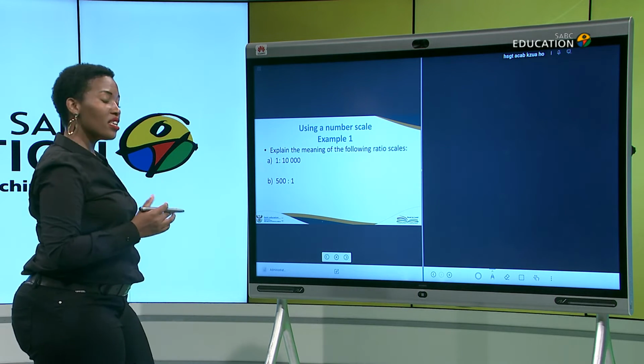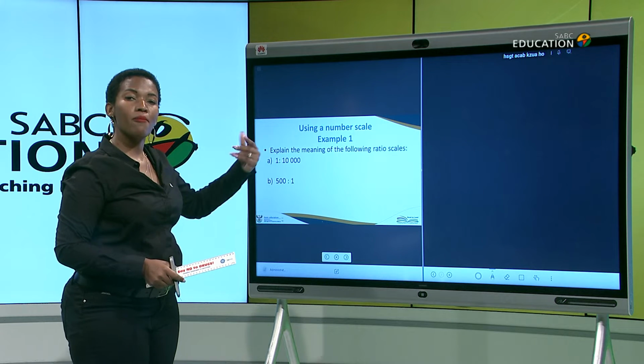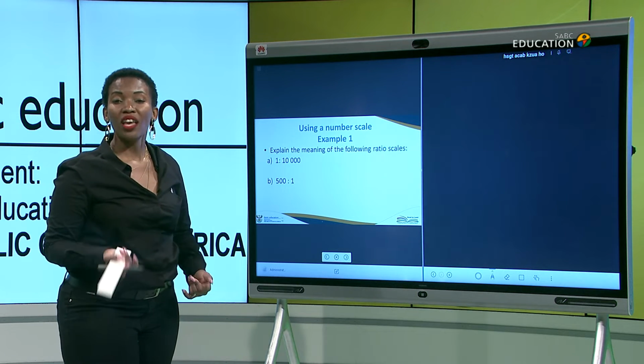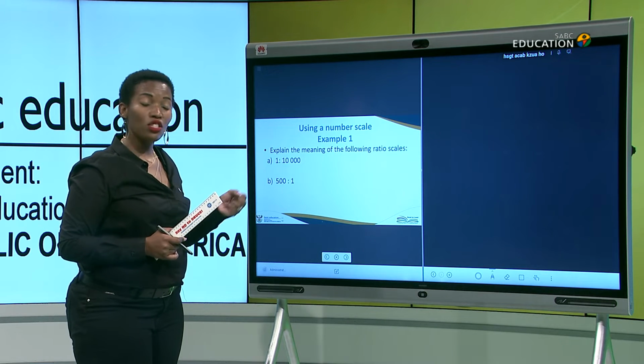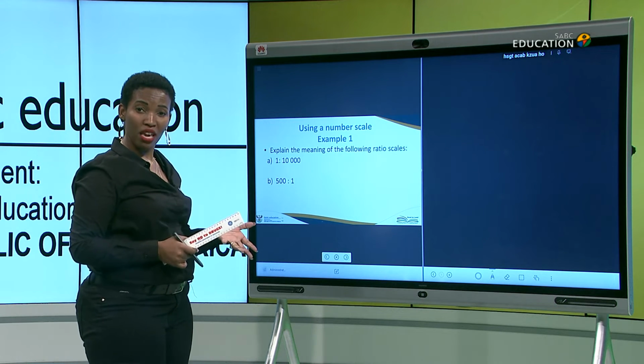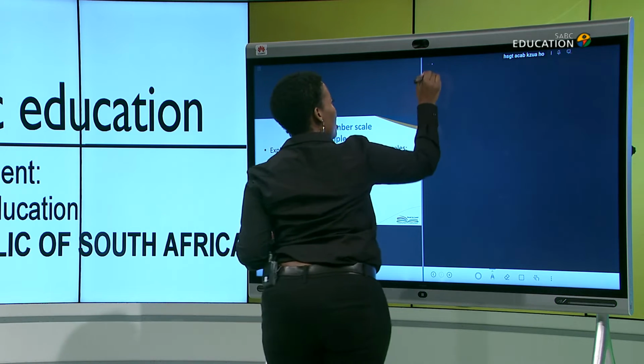Remember when I started, I said your number scale is not always going to be in such a way that the map distance is smaller than the actual distance, because sometimes objects are enlarged. And that is why now you get that the distance on the paper is actually bigger than the actual distance. So how do you explain this one now?